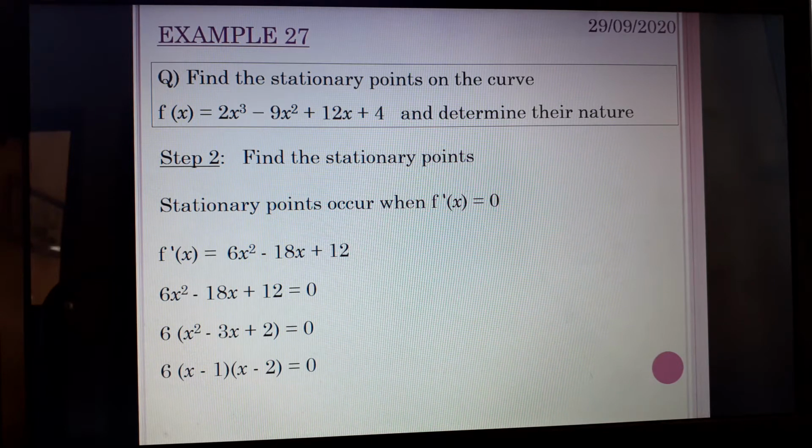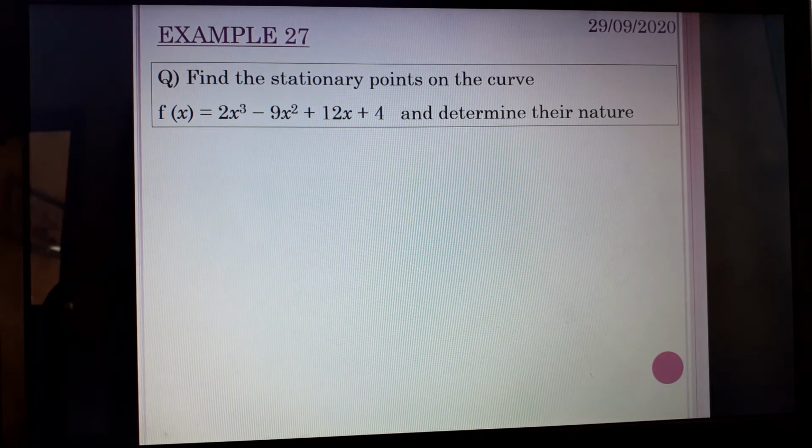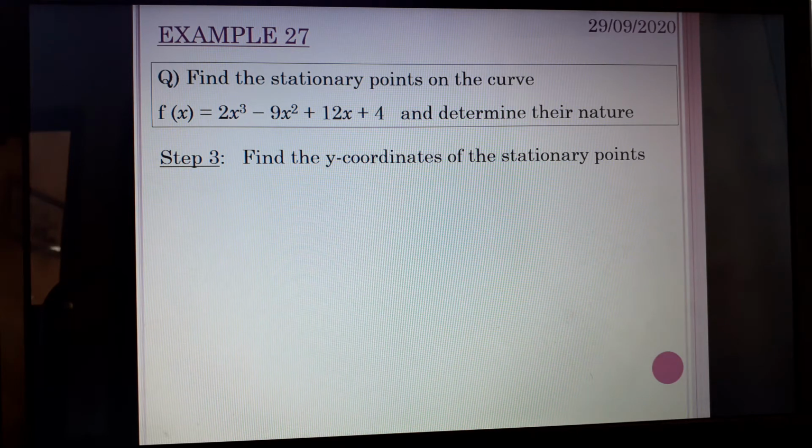And that leads to x being equal to 1 or x being equal to 2. Okay, so those are where your turning points occur on your graph. Now, we know the x's of the turning points, but we want to find the actual y coordinate as well.